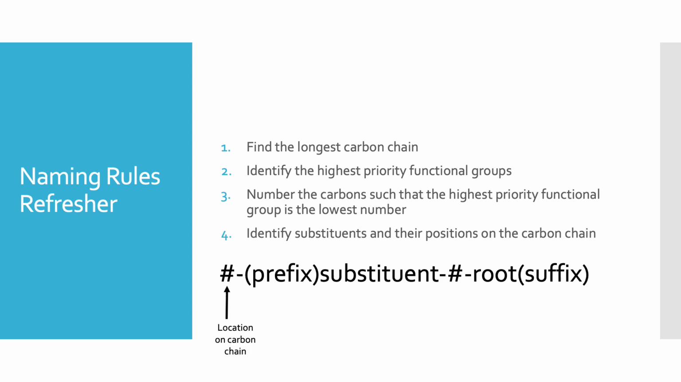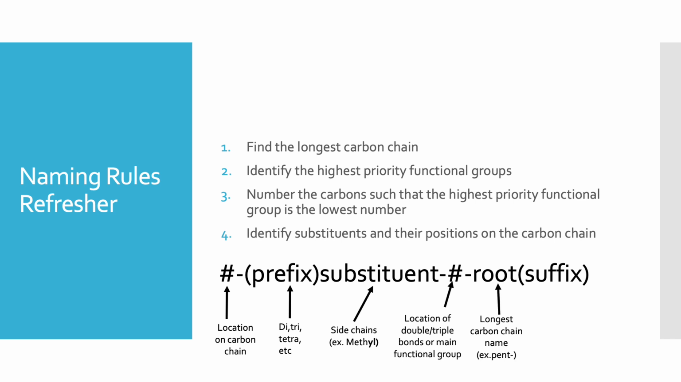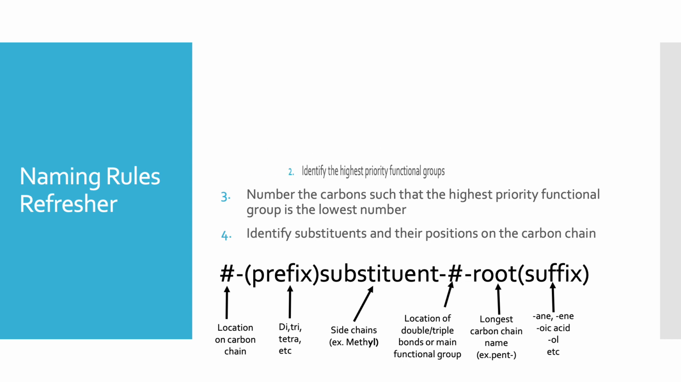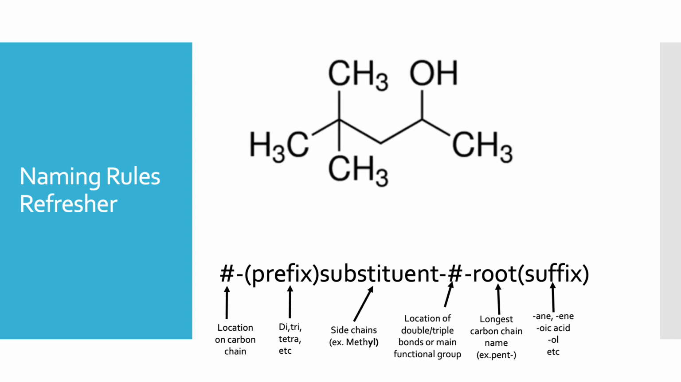This is the location of the substituent on the main chain, the substituent prefix if there's multiple like di, tri, tetra, the name of the side chain like methyl, the location of our priority functional group or double or triple bonds, the root of our main chain, like pent, and the suffix, like ane, ene, oic acid, all, etc. Here is an example for you.